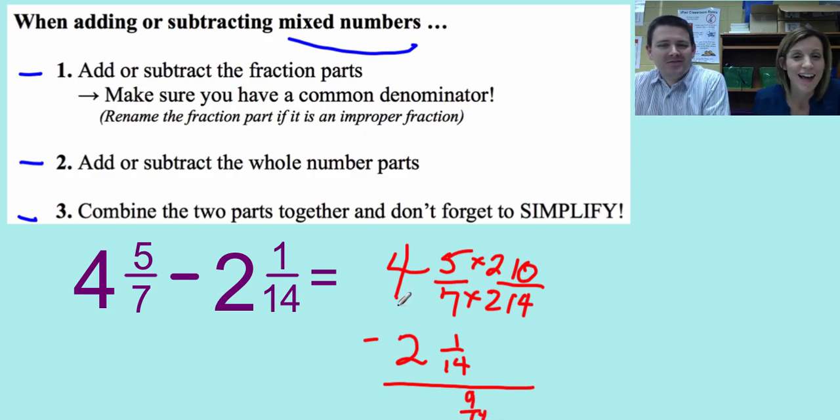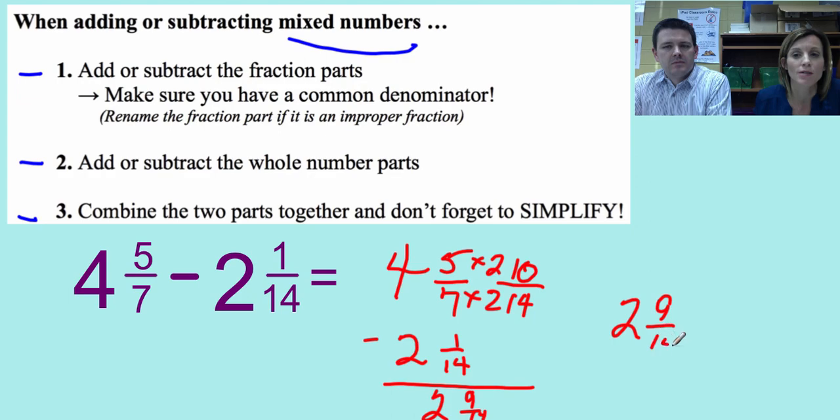Yeah, thanks. And then we're going to add or subtract the whole number parts. So 4 minus 2 is 2. We need to make sure that we simplify. 9 is 3 times 3, and 14 is 2 times 7. They have no common factors. So our answer, combining both parts together, leaves us with 2 and 9/14.